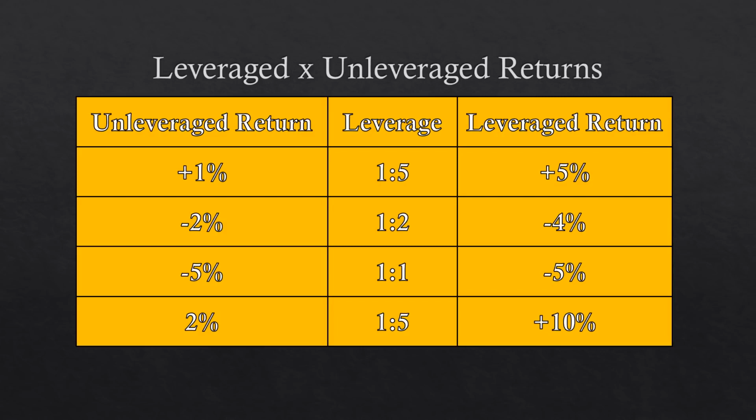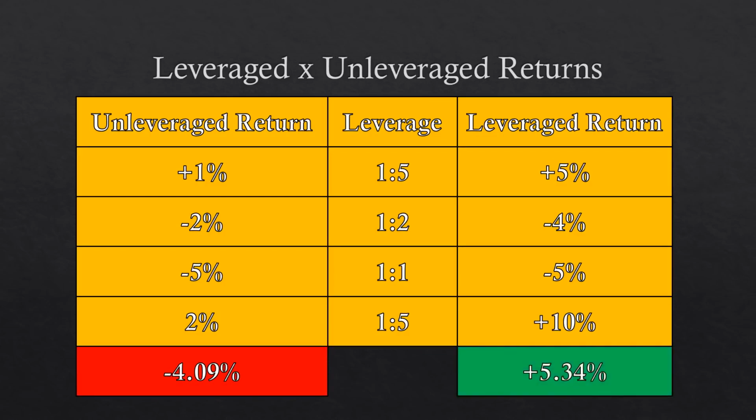The point here is that if we compound the unleveraged returns, we'll get a negative return of minus 4.09%. If we compound the leveraged returns, we'll get a return of 5.34%. This trader will have the illusion of skill because he will measure his performance using the P&L, which reflects the leveraged returns, but in reality, the true performance, which should be measured based on unleveraged returns, is actually negative.